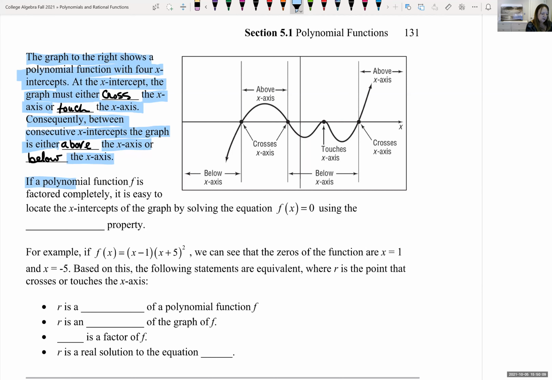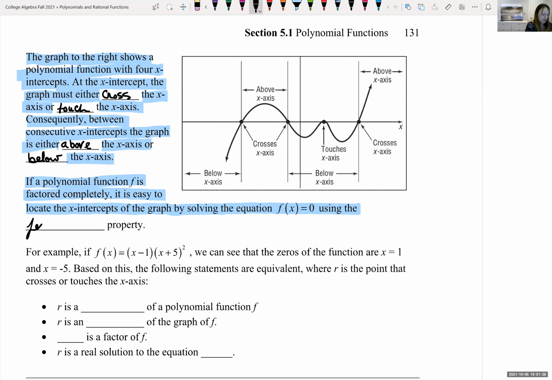So if a polynomial function f is factored completely, it is easy to locate the x-intercepts of the graph by solving the equation f of x equals 0 using the... I'm not sure what they want there. I think they want the 0 property. Okay, so zero product property.